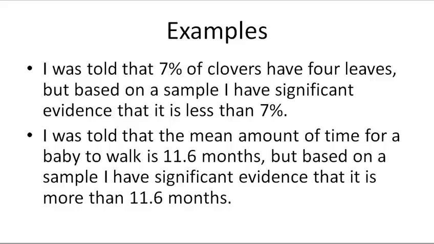Here's two more examples. I was told that 7% of clovers have 4 leaves, but based on a sample, I have significant evidence that it's less than 7%. I was told that the mean amount of time for a baby to walk is 11.6 months, but based on a sample, I have significant evidence that it is more than 11.6 months. So again, these are the results of a significance test, which we have also learned about. The idea is that we thought something was true, but then based on a sample, we learned that maybe it wasn't, and maybe we did have significant evidence that it was something else, like these two examples explain.